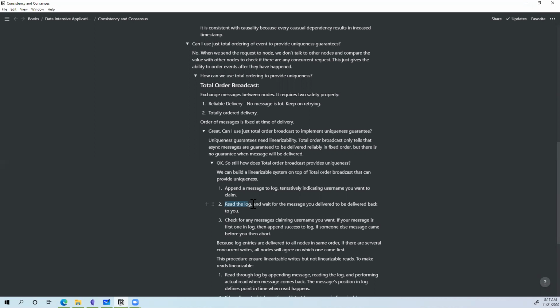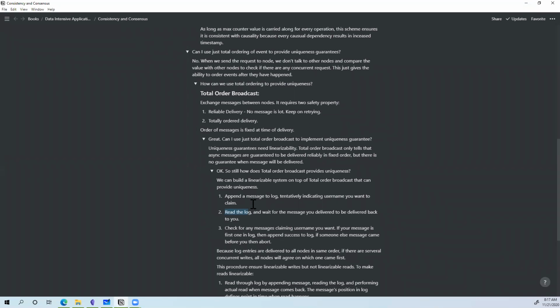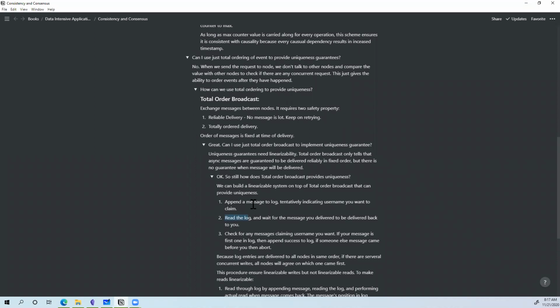Like we look at the Lamport timestamp, right? I think if the timestamps are equal, then we pick the one with the higher node ID. Yeah, the higher node ID.